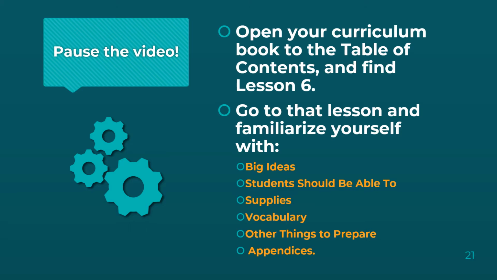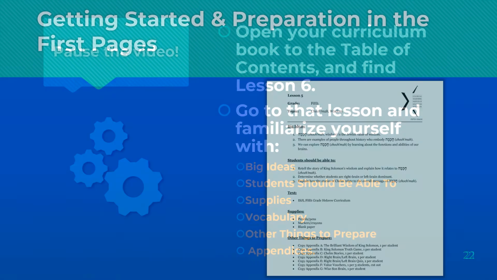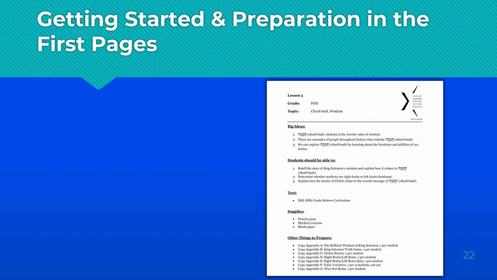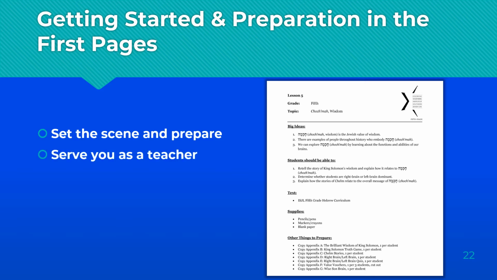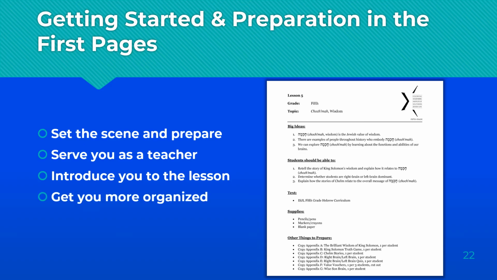Now that you have a basic overview of the ISJL curriculum books and basic structure of the lessons, it's time for you to dive a bit deeper. The first couple of pages in a lesson serve to set the scene, prepare not only you, the teacher, but also the students, should they need anything out of the ordinary for the day's lesson, and get you ready to teach. These pages are not a part of the actual content of the lesson like the activities we will cover later, but they are here as preparatory pages to help serve you as a teacher, introduce you to the lesson at a glance, and get you more organized.